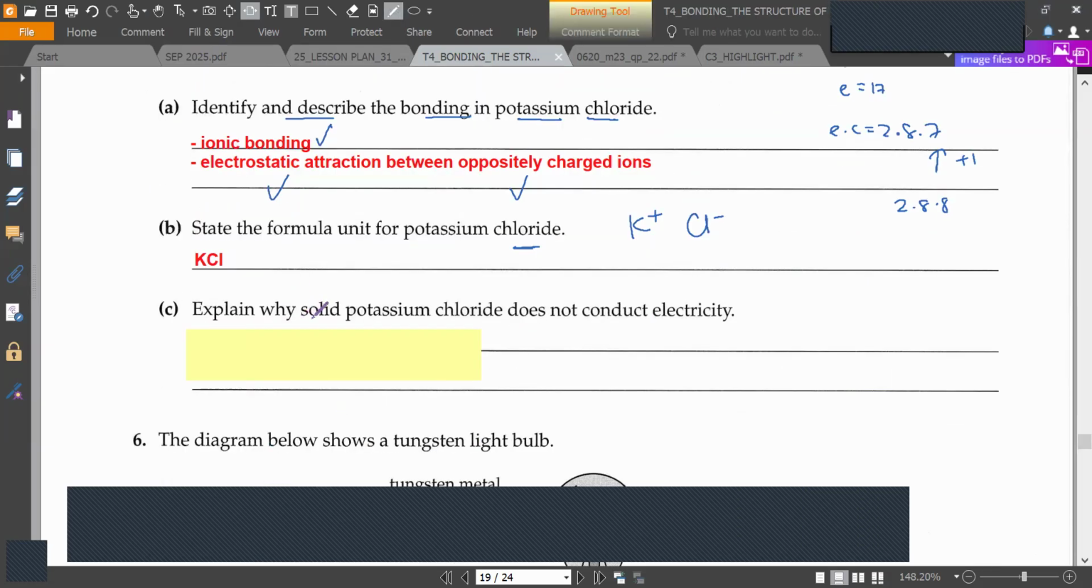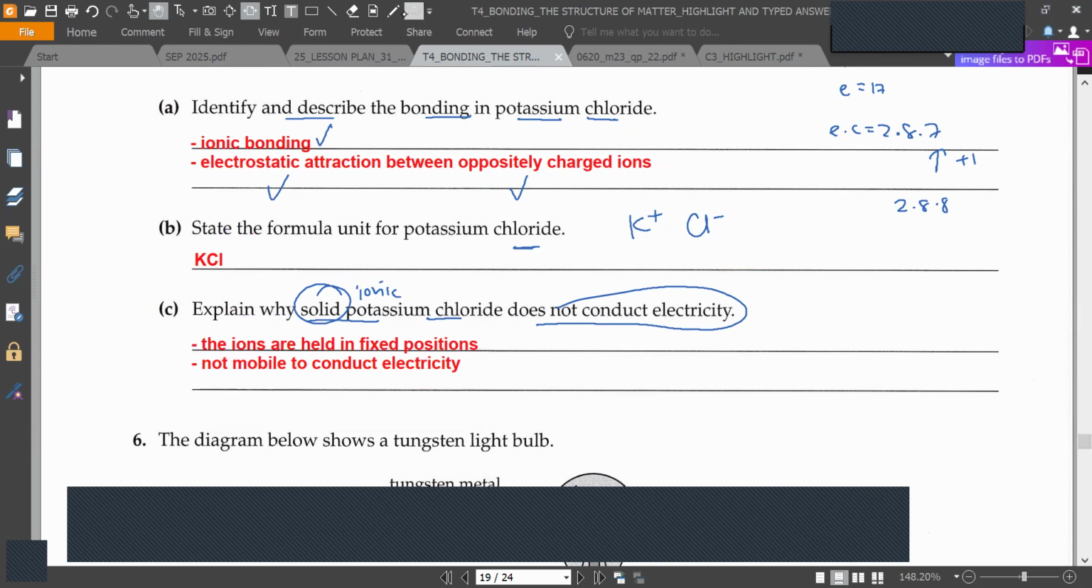Next: why does solid potassium chloride not conduct electricity? We know solid ionic compounds do not conduct electricity. The reason is that the ions are held in fixed positions, so they are not free to move to conduct electricity. They are not mobile.